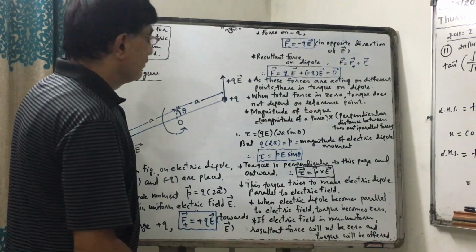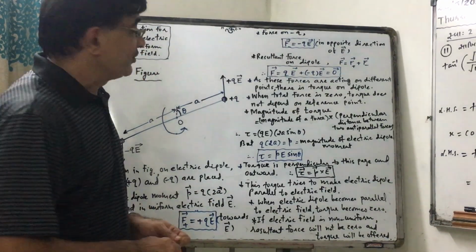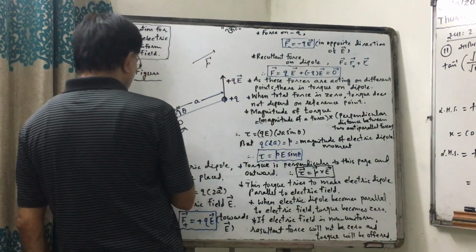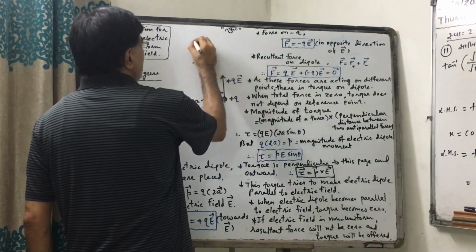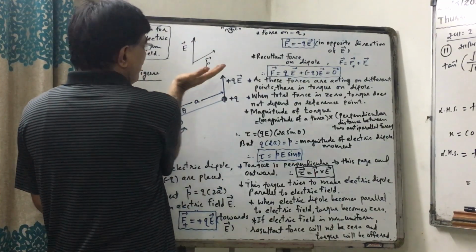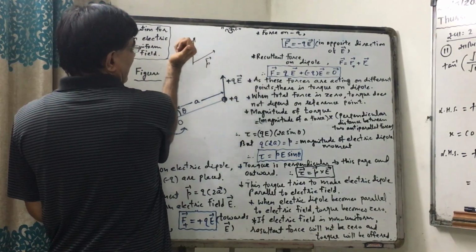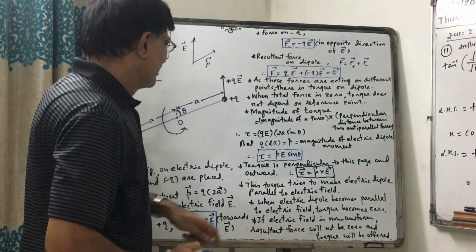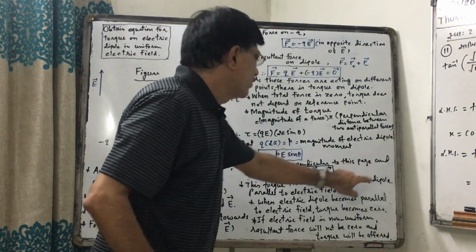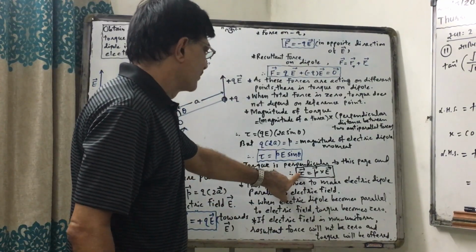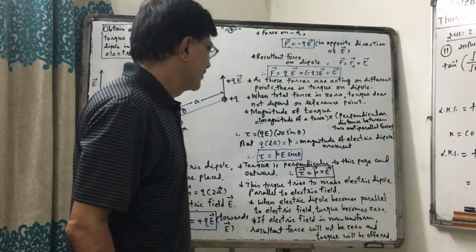Now what is the direction of this torque? This is the direction of vector P, because vector P is always from minus Q to plus Q, and this is the direction of vector E, upward. So torque will be, according to the right-handed rule, outward and perpendicular to this board. So torque is perpendicular to this page, or say board, and outward. So this is the vector relation: vector tau equals vector P cross vector E.